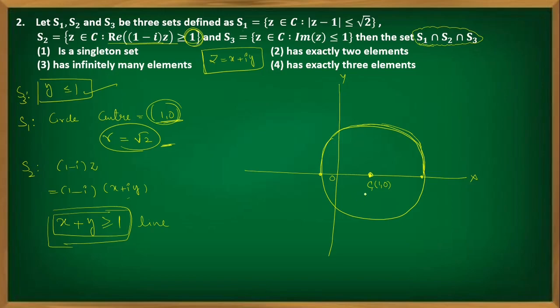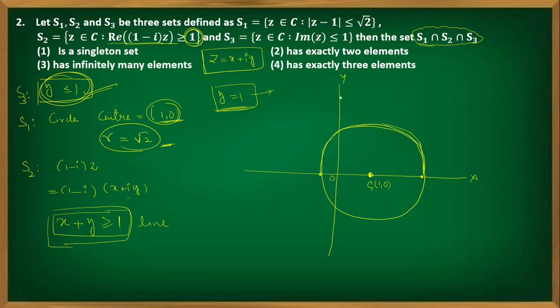Now the next one, y is less than or equal to 1. You know what y is equal to 1 is? It is a straight line parallel to the x-axis. Imaginary part of z less than or equal to 1, y less than or equal to 1. Y is equal to 1 is a line parallel to the x-axis at a distance of 1 unit.